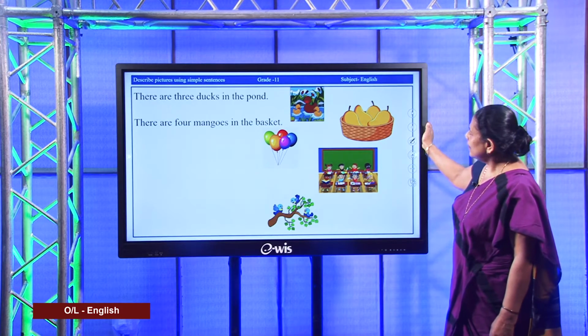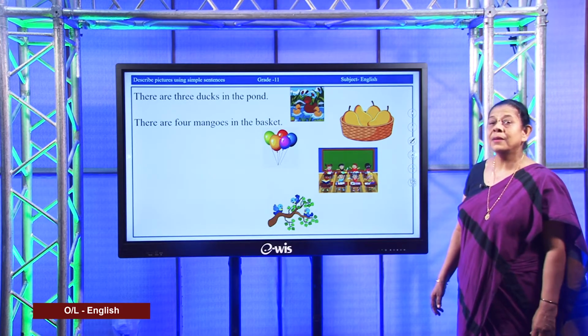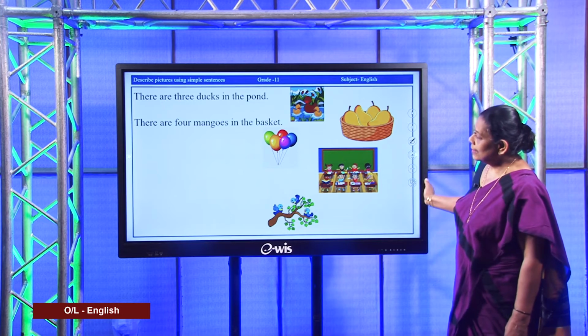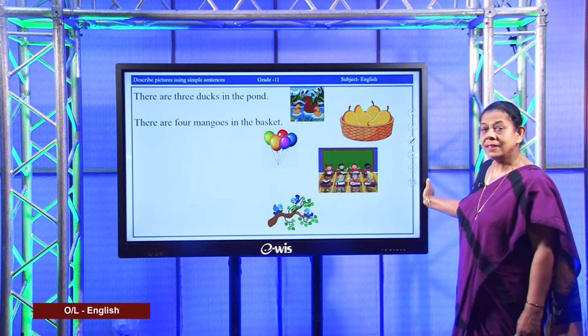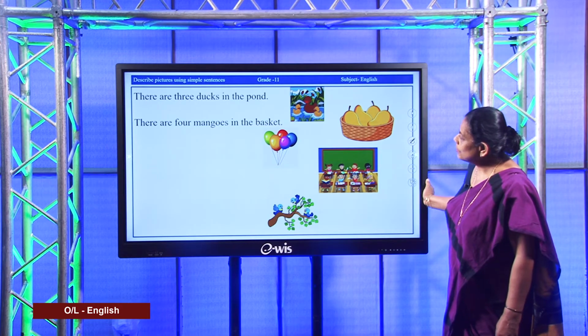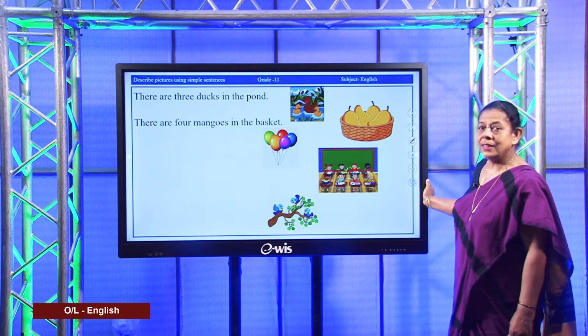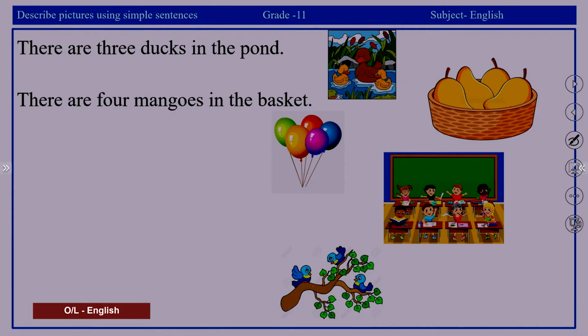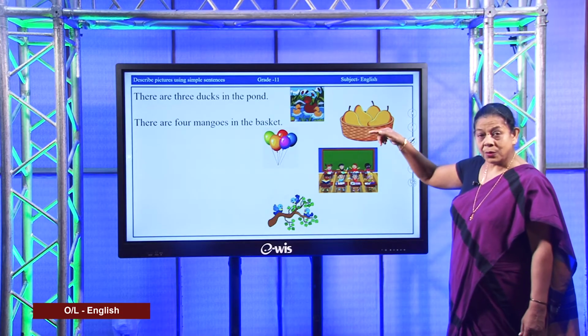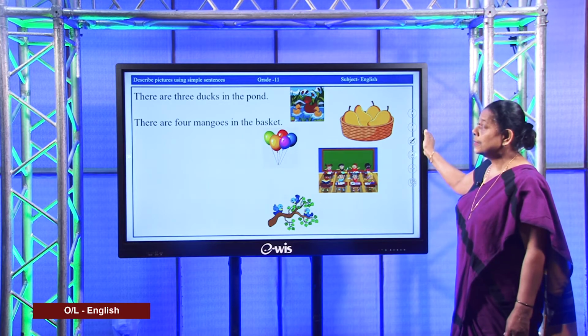Next one. What can you see in the basket? Mangoes. How do we describe that picture, children? There are 4 mangoes in the basket. You can count the mangoes. 1, 2, 3, 4. So we can use 4.